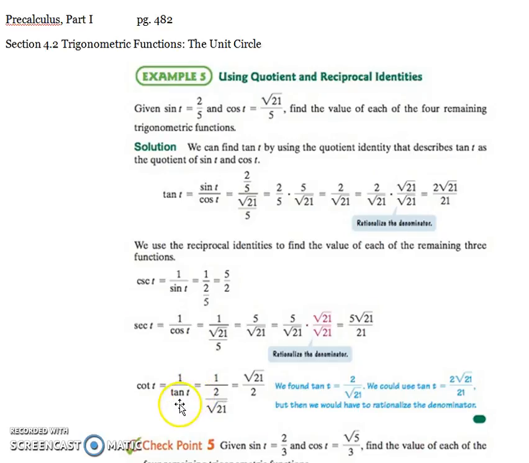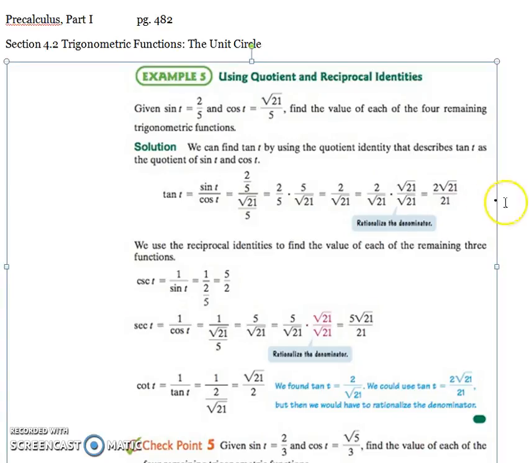Cotangent is 1 over the tangent. What I usually do, if I had to fix the tangent, I back up to this point and flip it. Then you don't have to do any work. So I back up to the point before I had to fix the tangent, and if I take the reciprocal of that, I get square root of 21 over 2 and I don't have to fix it. If I were to take the reciprocal of the final answer for the tangent, I'd have to fix it because I'd have that square root in the denominator instead.